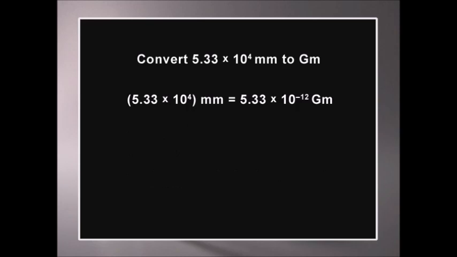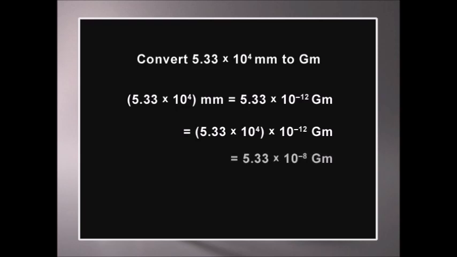Now you have to watch your exponents. I have to multiply 5.33 times 10 to the 4th by 10 to the minus 12th. In math, we learn that when we multiply exponential numbers, we just add the exponents. So 10 to the 4th times 10 to the minus 12th is just going to be equal to 10 to the minus 8. Our final answer is 5.33 times 10 to the minus 8th gigameters.